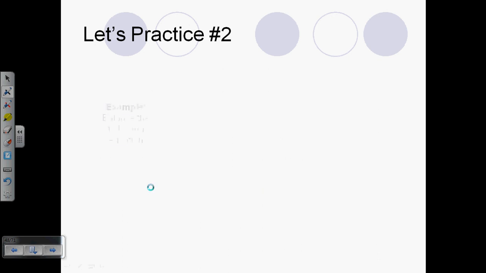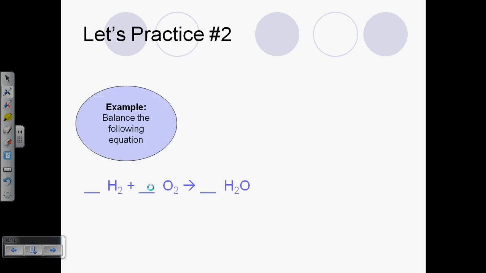Next practice problem. Here we have hydrogen and oxygen making water. So if we look again, we can see here we have 2 hydrogen here and 2 here. We have 2 oxygen here, but only 1 here. So we have to add a coefficient here, which gives us 2 oxygen and 2 oxygen, but it also changes our hydrogen. We now have 4 hydrogen here, so we have to put a 2 here to get our 4 hydrogen on that side. And again, that's what we get for our answer.